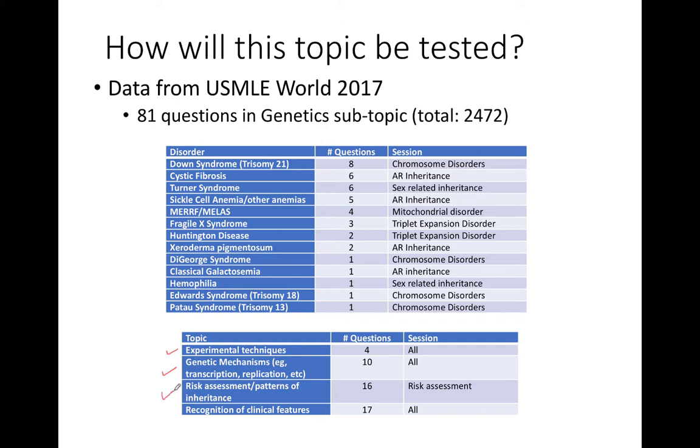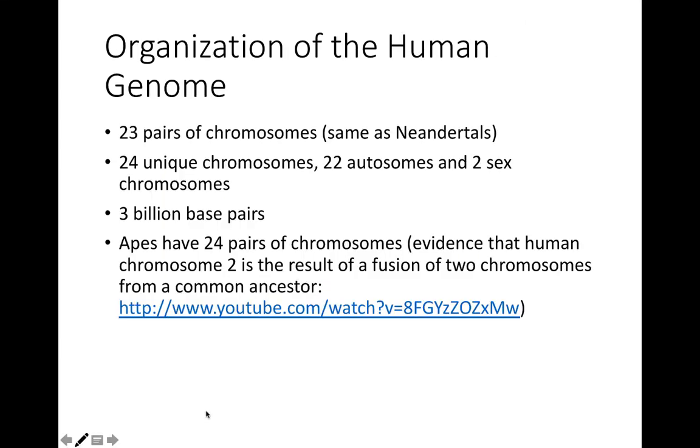16 questions on risk assessment. So this is where we'll get into a little bit of math, but in general, what we're going to be trying to do here is use some fairly common techniques for calculating risk of transmission of genetic diseases from generation to generation. And finally, recognition of clinical features. This is an important concept of being able to know what are the characteristic findings for individuals with certain disorders. Okay, so let's start out and just think about the organization of the human genome.